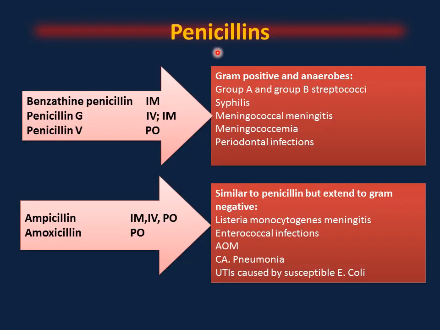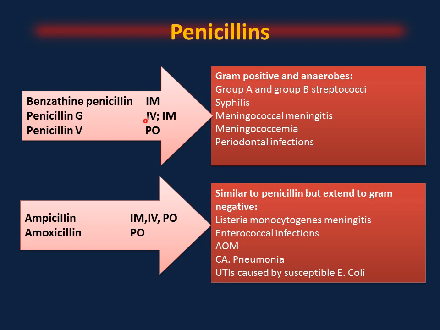The first group of beta-lactam antibiotics is penicillin. Penicillins kill the bacteria by inhibiting cell wall synthesis. We have natural penicillins: benzathine penicillin is long-acting IM, penicillin G is IV or IM, and penicillin V is oral. They cover gram-positive and anaerobes. Long-acting penicillin is commonly used in cases of rheumatic fever, as monthly treatment, and can also be given as a one-time treatment for throat infection with group A beta hemolytic streptococci.